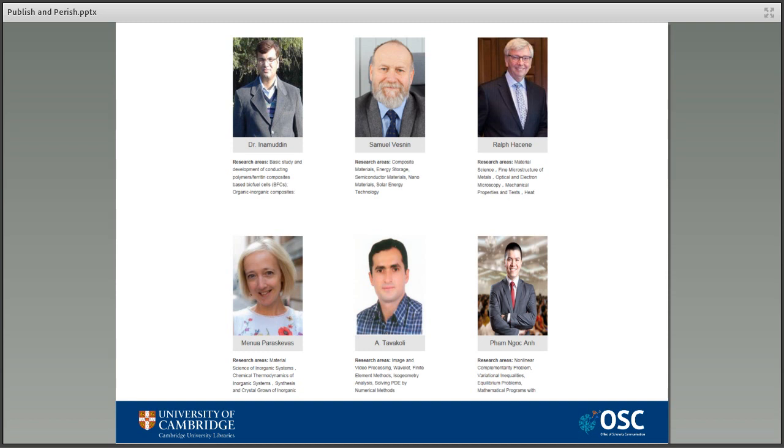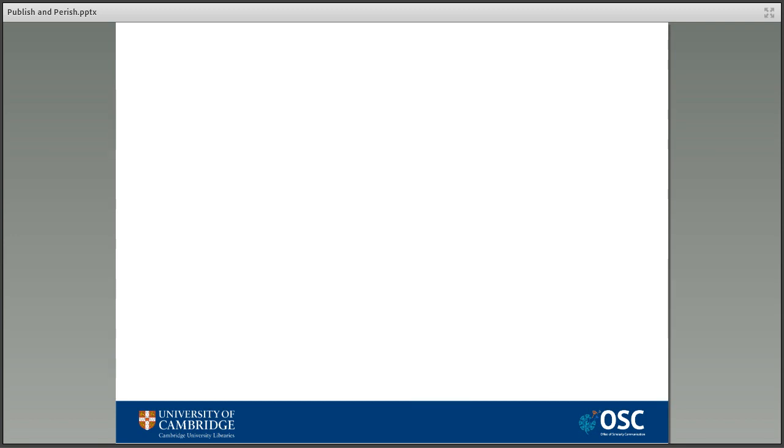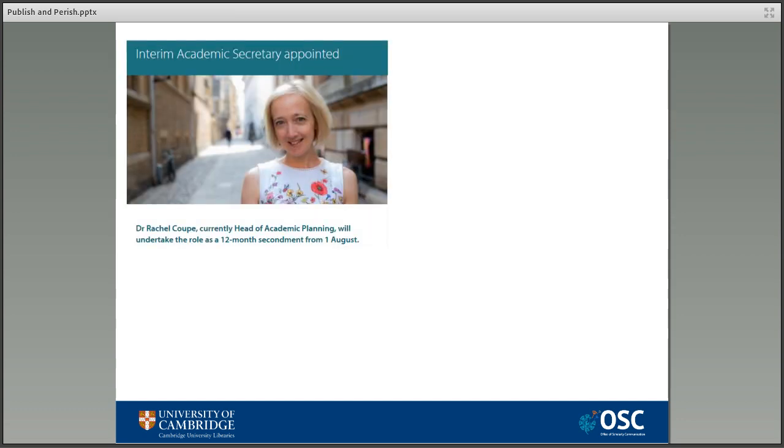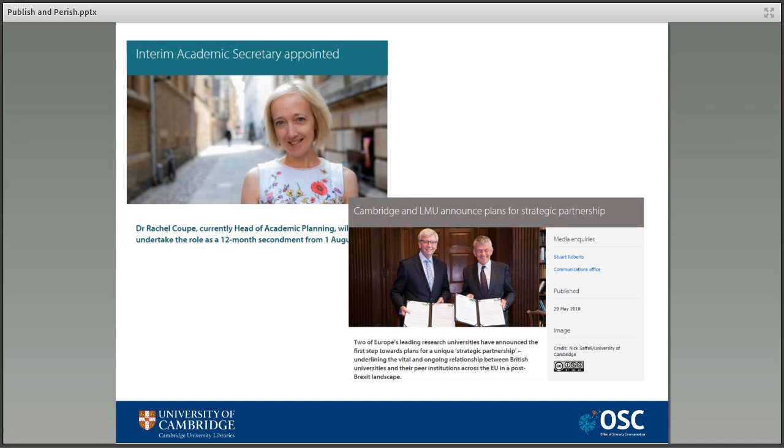However, there are a couple of problems with this particular board, and I want to draw your attention to the 3 individuals circled on the screen. So this example was actually reported to me by someone who found it online and recognized some of the images. Mnua Pakaskevas is actually Dr. Rachel Coop, the head of academic planning at Cambridge. And Ralph Haysin is actually Stephen Toop, who's the Vice Chancellor of Cambridge.